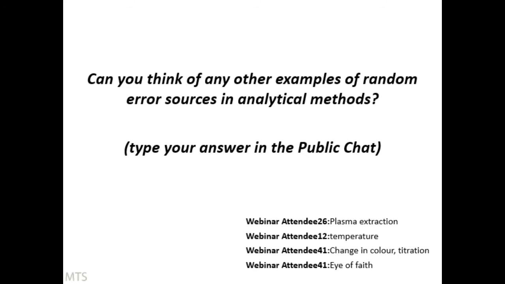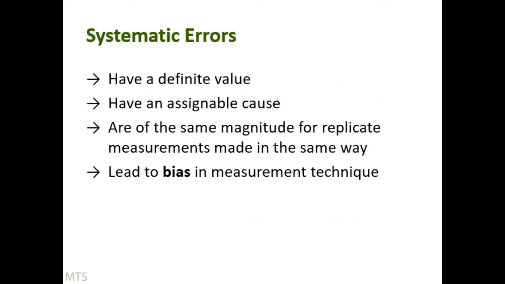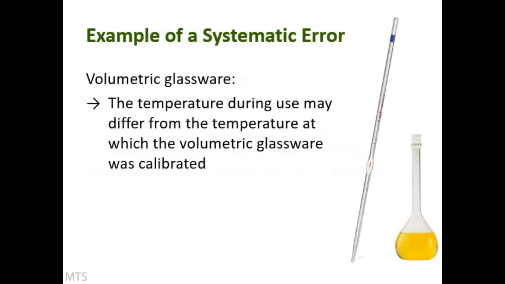So it's very good. Okay, systematic errors. What about these ones? So these are slightly different. Random is all about variability. You do it lots of times, you get a slightly different answer. Systematic errors have a cause. They have a definite value, and they have a magnitude that's always positive or negative, and they give us what we call a bias in the measurement technique. Now, systematic errors can be a bit more complicated than that.